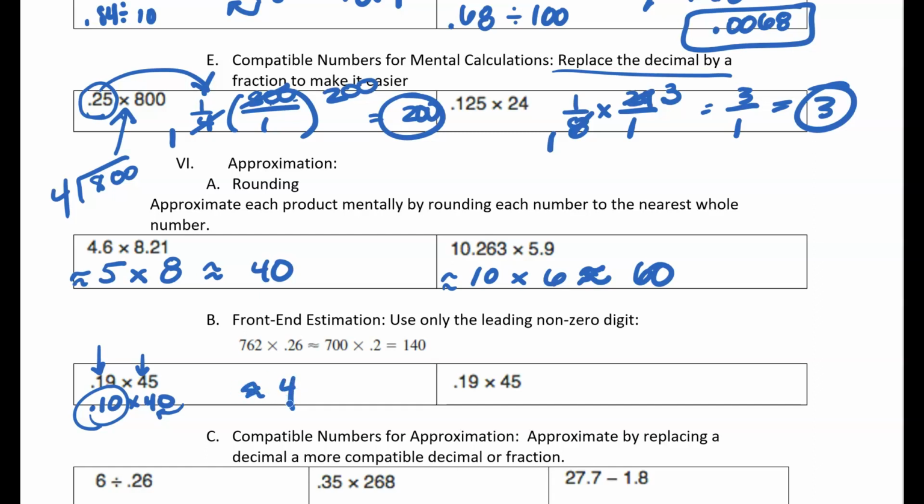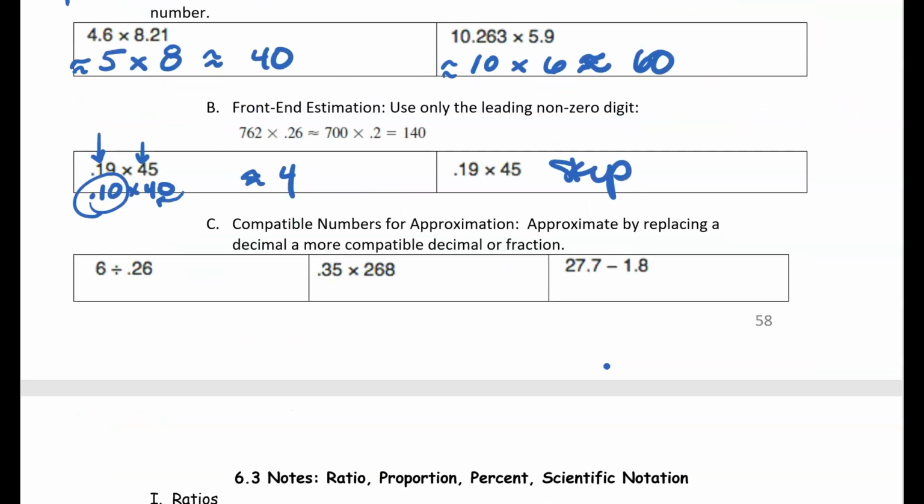So you're going to get approximately 4 there. And then this one, this is a typo. It's actually the same thing, so we can just skip this one since it's the same problem that we just did. And then lastly, we've got 3 problems left.